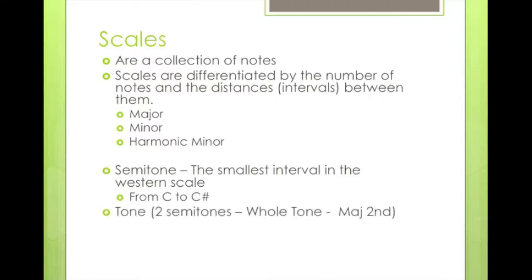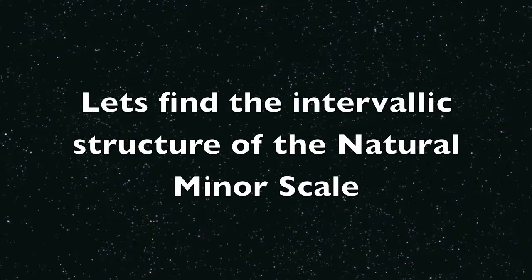Now a tone is the other thing we need to know about, and it is two semitones. So instead of going from F to F sharp, we go from F to G. It's also called a whole tone, and it's also called a major second. They're all the same thing. A tone equals two semitones, or a whole tone, or a major second.